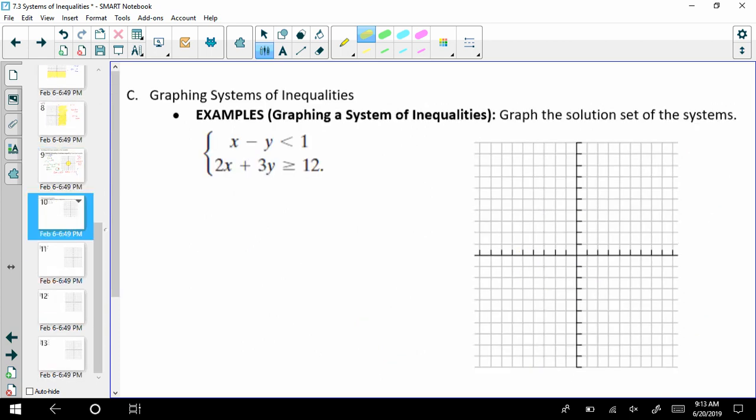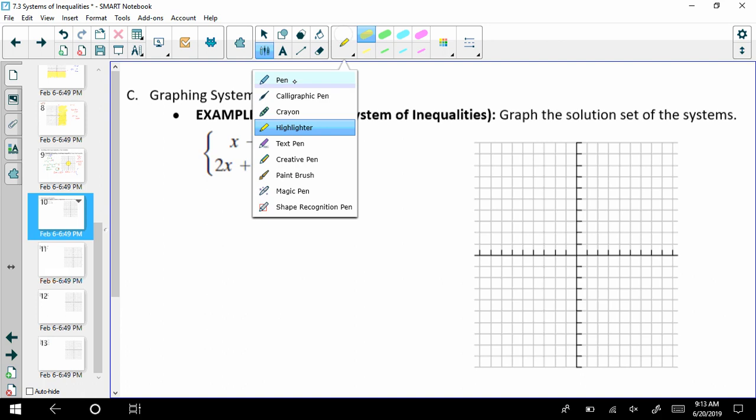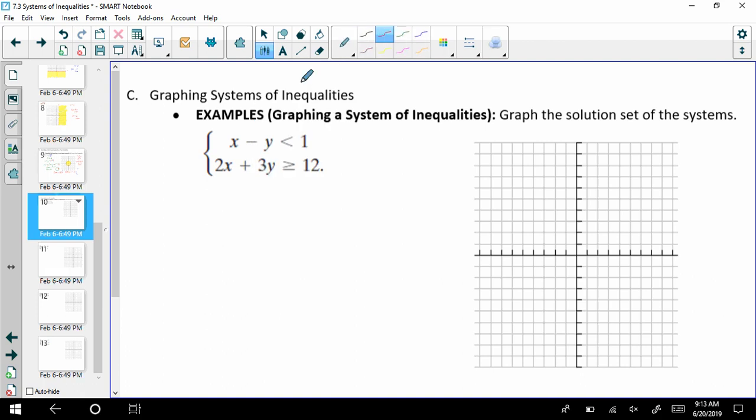All right, these last few examples are tying it into what we've been talking about this entire unit, this idea of systems. So a system of inequalities is more than one inequality. So let's graph this. Now both of these are linear, so they're both going to be lines. Before we graph them though, we might want to get y alone to make it easier.